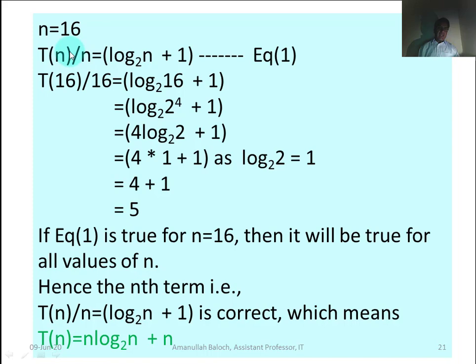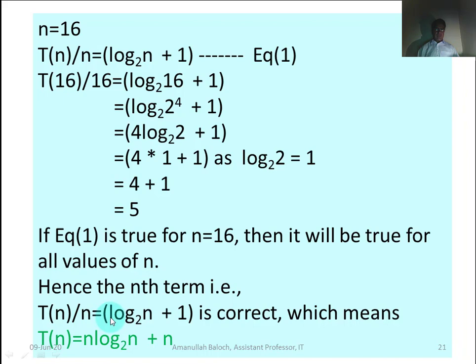N is dividing T of n. If something is divided on one side of an equation, it will be multiplied on the other side. So n is divided on this side, and it will be multiplied on the other side with the whole bracket. In the bracket there are two terms, log n base 2 plus 1. N will multiply with log n and n will also multiply with 1. So the first term becomes n log n base 2, and the second term becomes n. T of n becomes n log n base 2 plus n. This n has transferred to the other side, and from the right side it has been multiplied with the two terms in the bracket.